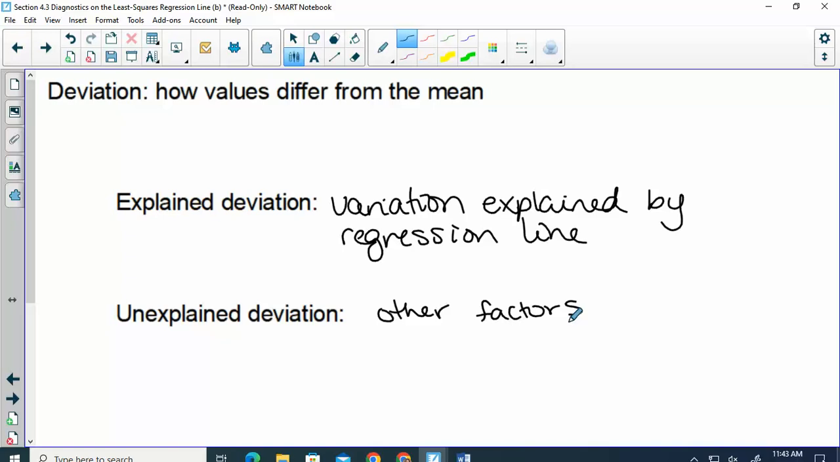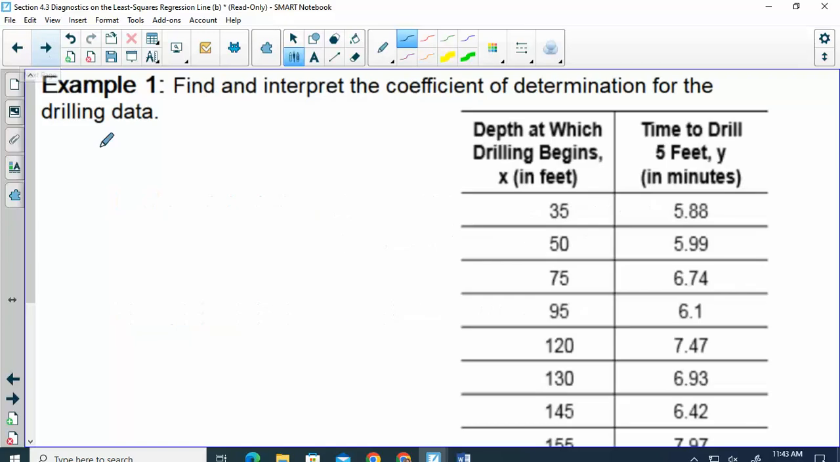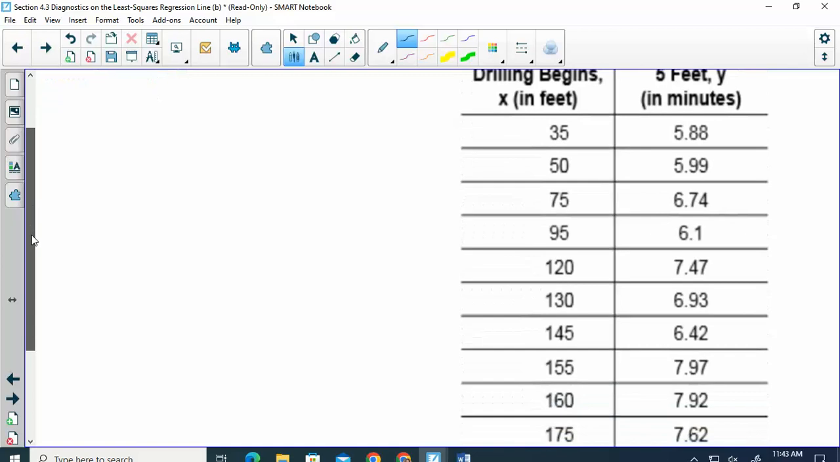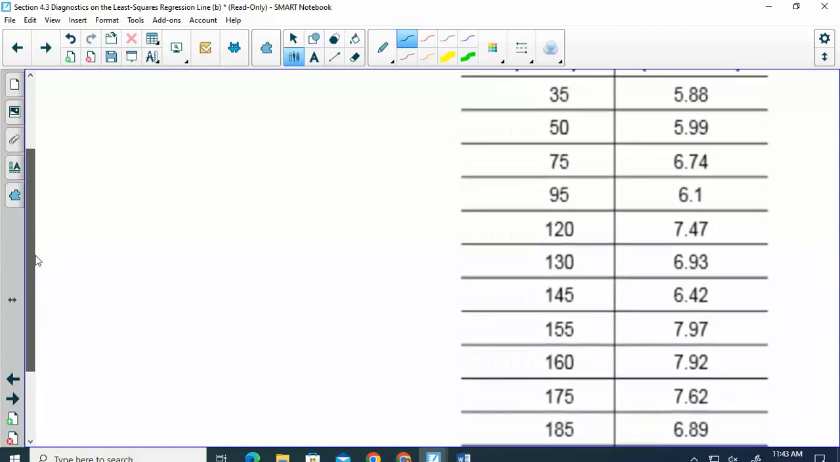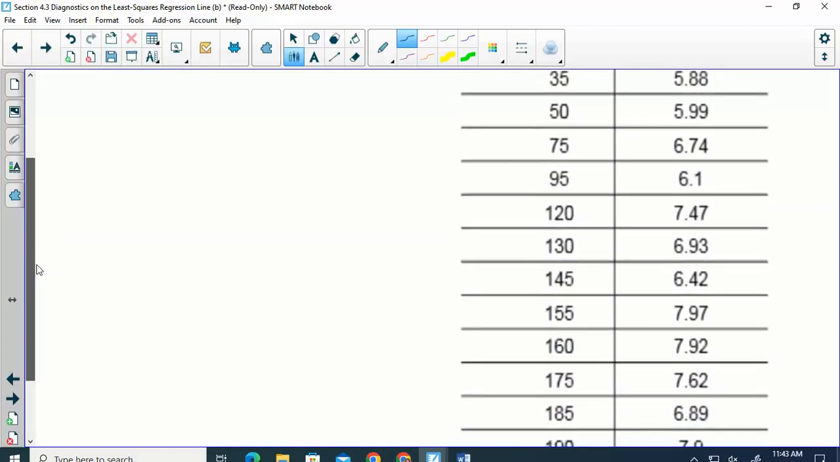We are really going to do this solely from our calculator today. So we're going to talk about how to find that, kind of what that means in terms of our graph. So we'll start with an example. So I want to find the coefficient of determination for this data. And this is the same example we've done before, but obviously it's a new day, so we have to put it in our calculator again.